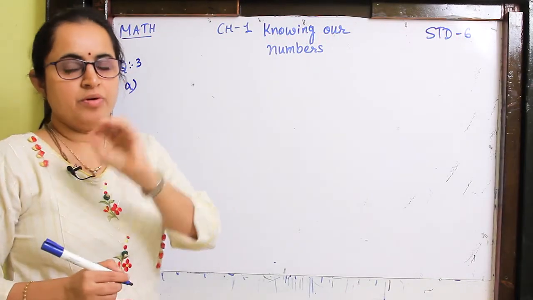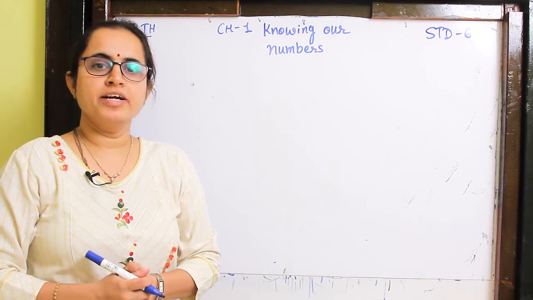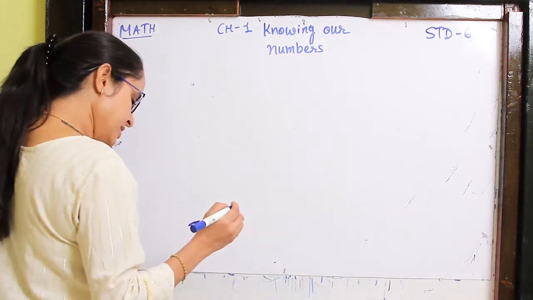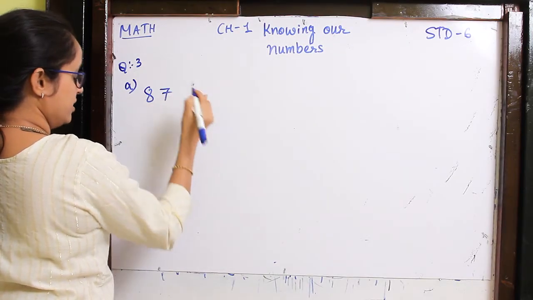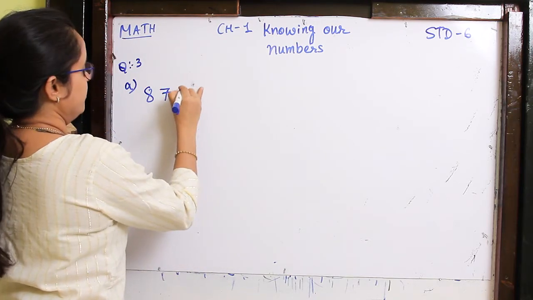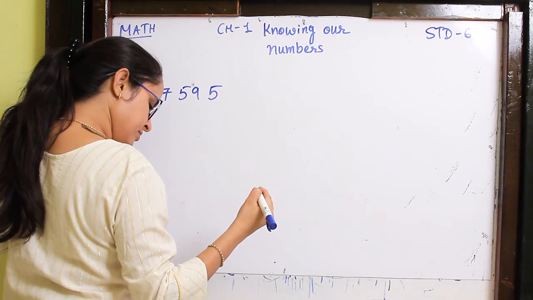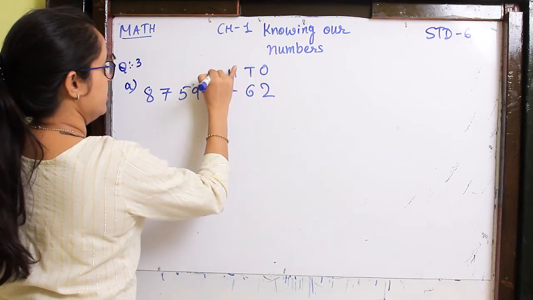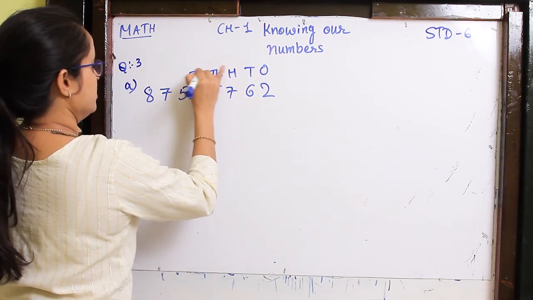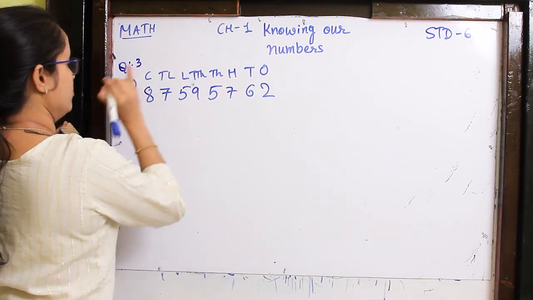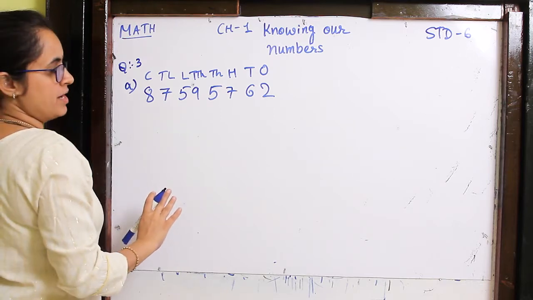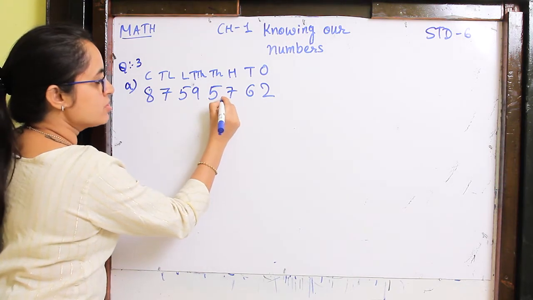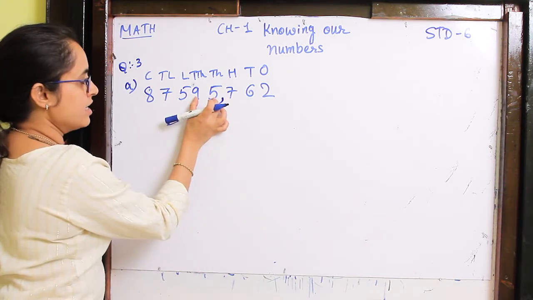Now question number 3. In question number 3, the instruction is: insert commas suitably and write the names according to the Indian number system. Okay, so I am doing two of them, and another two you have to do in your homework. So I'll start with A. Question number 3, A. I'll do A and C. You have to do B and D.